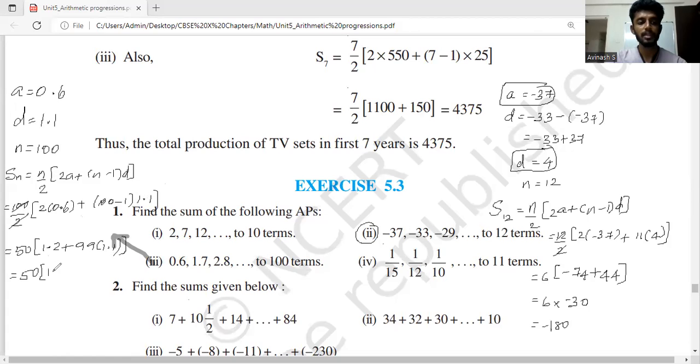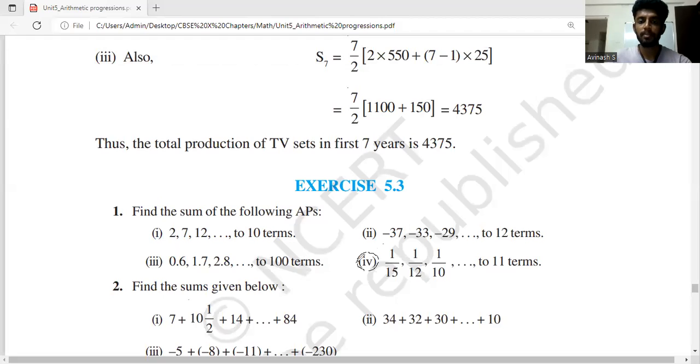So 50 times 1.2 plus that would be 108.9. And then this is 50 times. So when we add these two, we get 110.1. And then finally, when we multiply it with 50, we get it as 5505. This is the final answer.